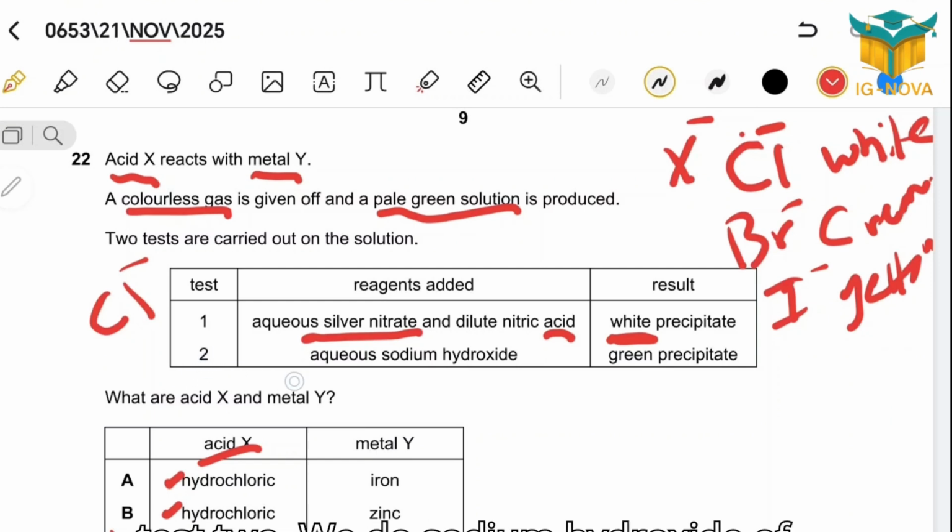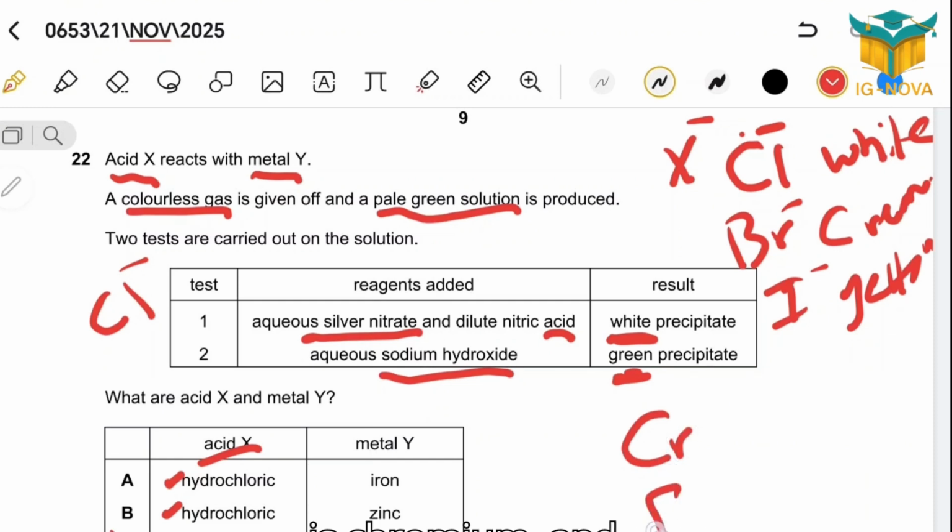Let's go for test 2. We do sodium hydroxide, of course, for testing the cation. So what we got? A green precipitate. If we remember what gives green in the cation, we have only two options, which is chromium and iron 2. These two only give green precipitate. So check the choices you have, A and B, zinc and iron. Zinc is excluded, so I will go for iron.